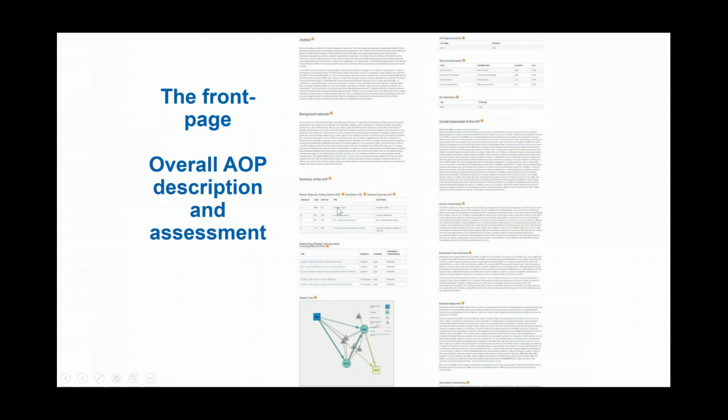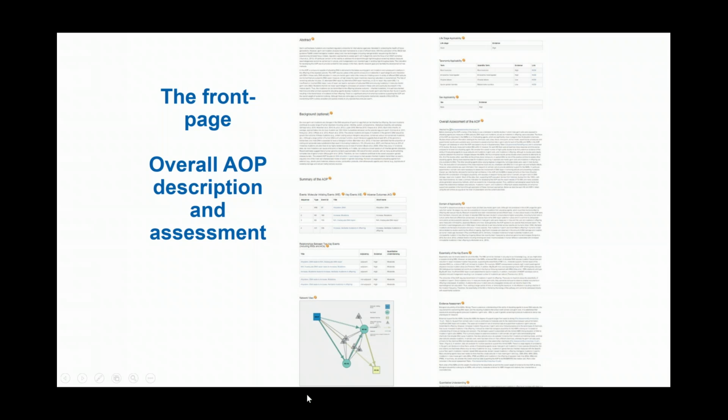Here you can click on these hot links and it takes you to the descriptions of each of the key events. And in the second table below it, you can click on these hot links and they'll take you to the description of the key event relationship. And at the bottom here, this network diagram is something that's created by the wiki itself.